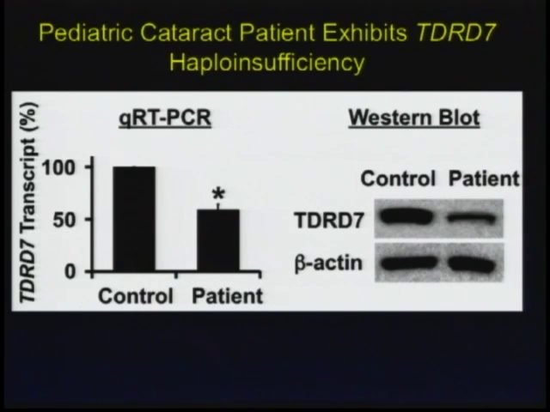So armed with this information, we decided to go out in the world and seek out collaborations with human geneticists and with individuals who had been mapped, who had congenital or pediatric cataract in their families, and where the mutation had been mapped on chromosome 9. We wanted to seek out whether there was a mutation in Tdrd7, and a second independent case of Tdrd7 mutation resulting in cataract.